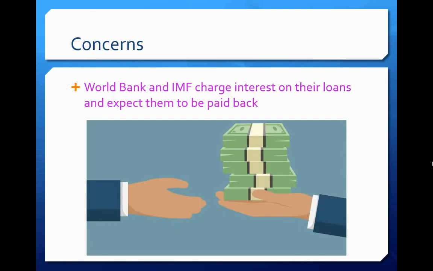Okay. Now there are some concerns regarding the World Bank and the IMF. The World Bank and the IMF, they charge interest on their loans and expect them to be paid back, right? So they are not charities. So if your country borrows $100 million from the World Bank, well, your country has to pay that money back. And on top of that, they have to pay an extra percentage called interest. And then that allows the countries who lent the money in the first place to gain a profit.